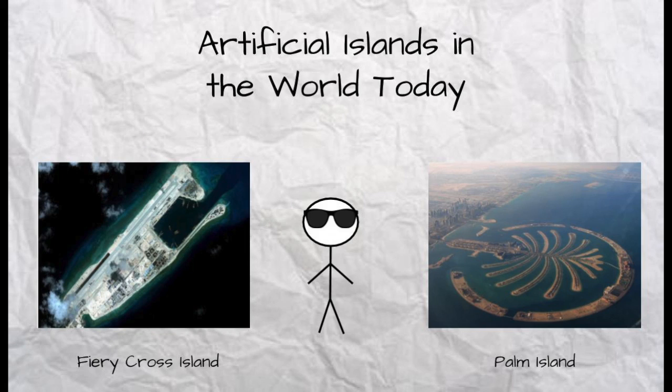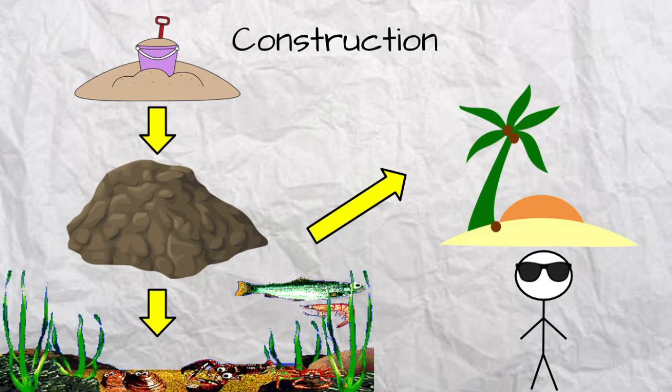Today, artificial islands are not typically used for gardening, rather for airstrips, military bases, or even tourism. Two popular artificial islands are Fiery Cross Island in the South China Sea and Palm Island in the Persian Gulf. Now, you may be asking yourself, Dylan, how do I make one of these majestic artificial islands?